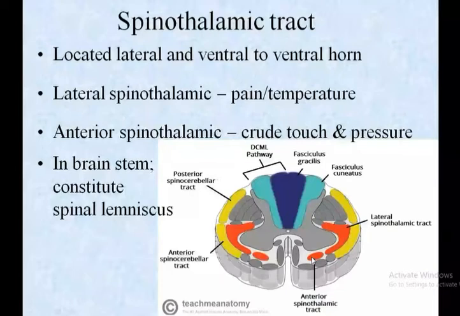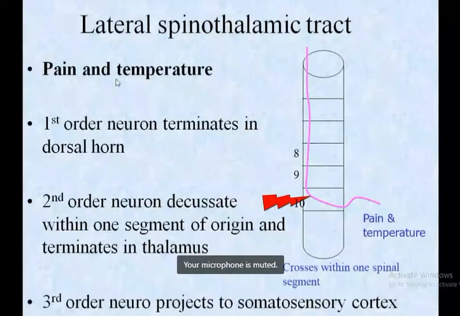Okay, and this lateral spinothalamic tract, also being an ascending tract, has first, second and third order neurons. So the first order neuron terminates in the dorsal horn of the spinal cord. Then the second order neuron is present within the dorsal horn. The second order neuron decussates within one segment of origin and ascends to the thalamus, where the third order neuron is present. In the thalamus, the third order neuron then finally projects to the cerebral cortex.